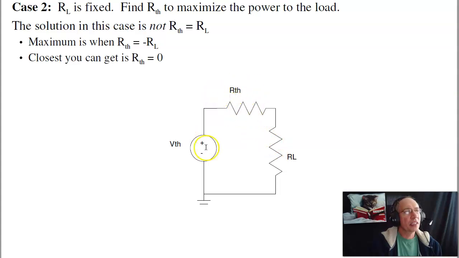This is the output impedance of an amplifier. Ideally, I want this to be 0 ohms. If this is 0 ohms, all the power goes to the load. I don't want to increase the resistance to the amplifier if I don't need to. And actually, the maximum power is when R Thevenin equals minus RL. If that's true, the current's infinity, and the power's infinity. So what I want to do is get as close as I can to R Thevenin equals minus RL. If I can't have negative resistance, then let's set R Thevenin equal to 0. That's the closest you can get to minus RL.